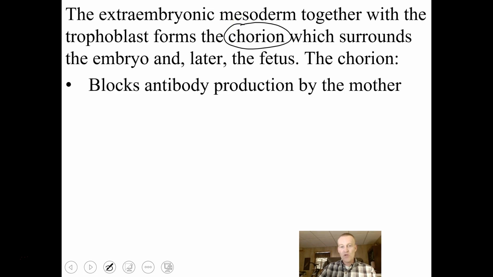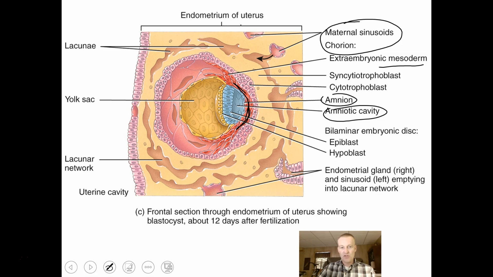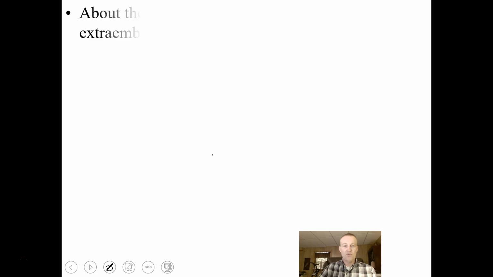The chorion is a really important structure. Let me just back up and show that to you where it's located. So these extraembryonic mesoderm cells are going to surround all the way around. You can see that the cytotrophoblast has already formed a structure around there. So between these two structures, we now have a nice covering that will cover the whole fetus, and it'll form the chorion.